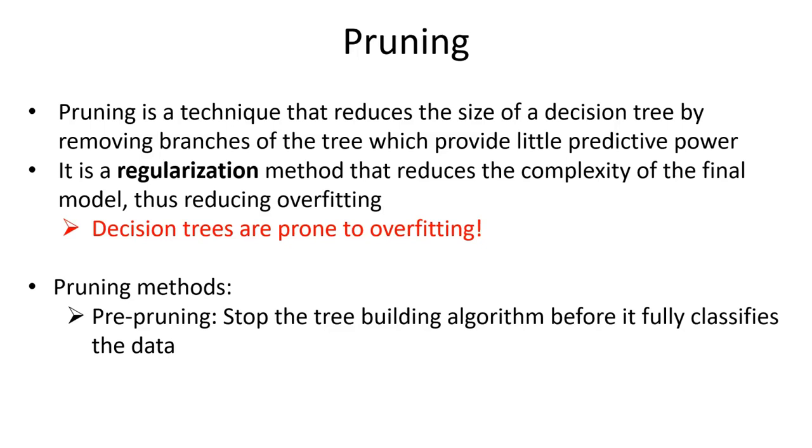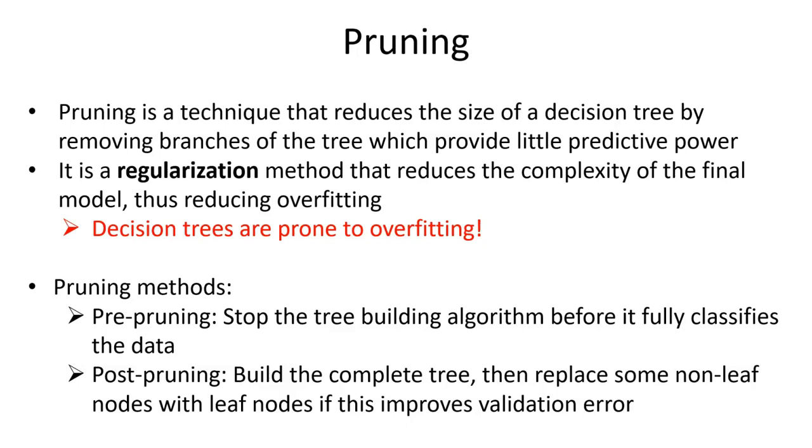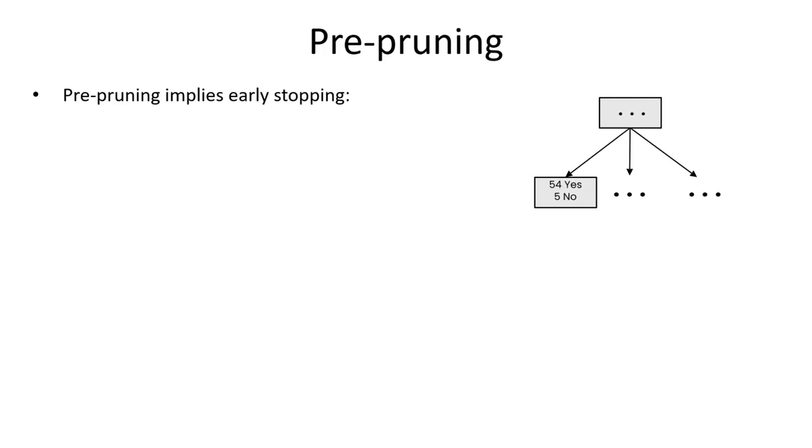Decision trees are prone to overfitting, so there is an overfitting problem. And then what are the pruning methods we have? We have pre-pruning: stop the tree building algorithm before it has fully classified the data. And then post-pruning: build the complete tree, then replace some of the non-leaf nodes with leaf nodes if that improves the validation error.